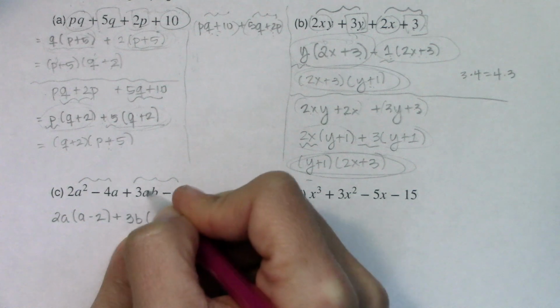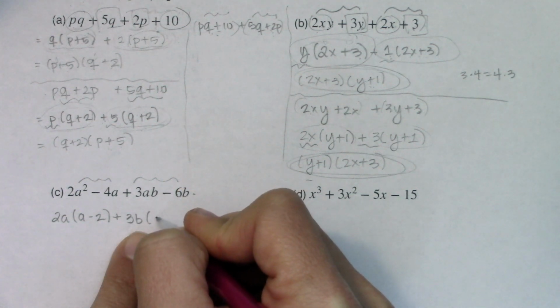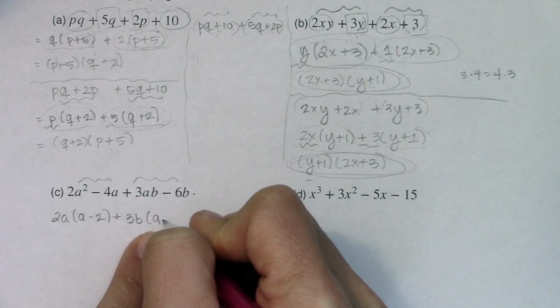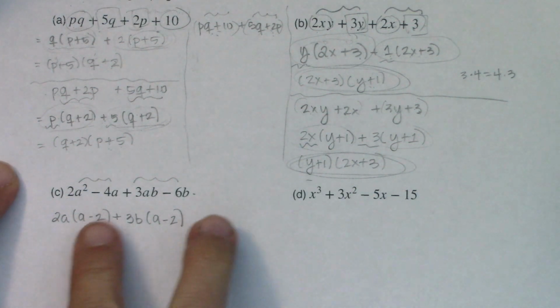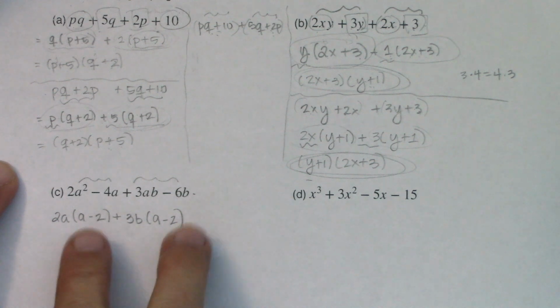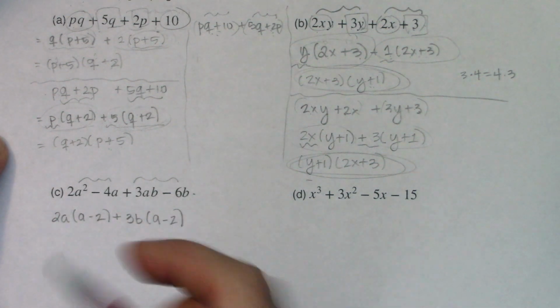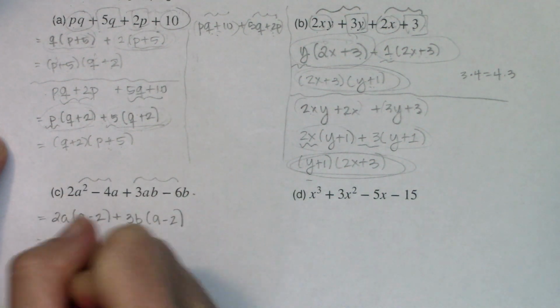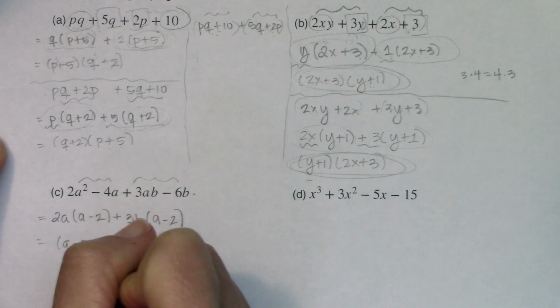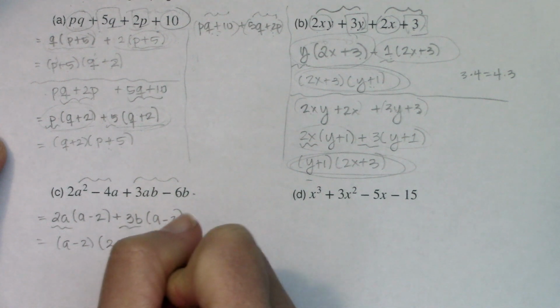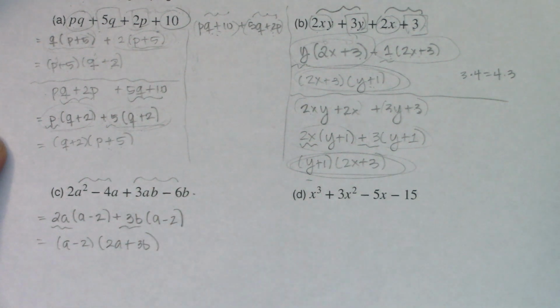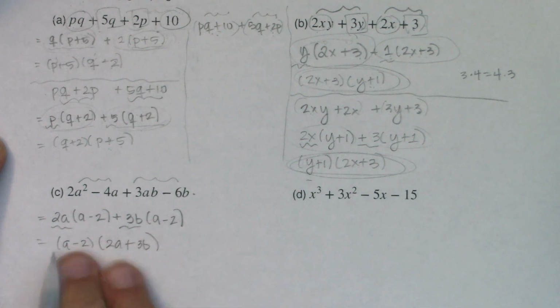What do I need to multiply 3b by to get to 3ab? I need an a and then a minus 2. Oh, okay, and that unlocked, right? I see it unlocked because I've got that common binomial factor. So now let me go ahead and factor out the a minus 2, and I'm left with 2a plus 3b, right? And there we go. Okay, so I've factored that one.